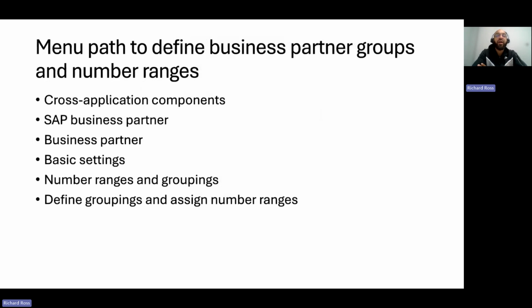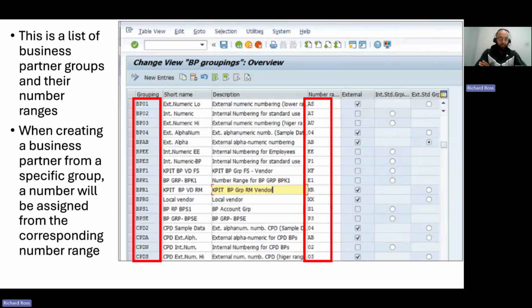Let's take this menu path to define business partner groups and number ranges. Cross application components, SAP business partner, basic settings, number ranges and groupings, define groupings, and assign number ranges. This is a list of business partner groups and their number ranges. Business partner groups to the left, number ranges here to the right. Have them highlighted on the screen.